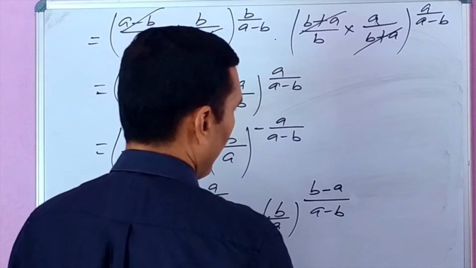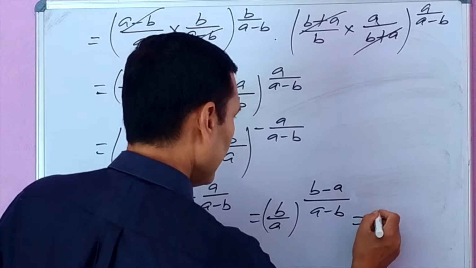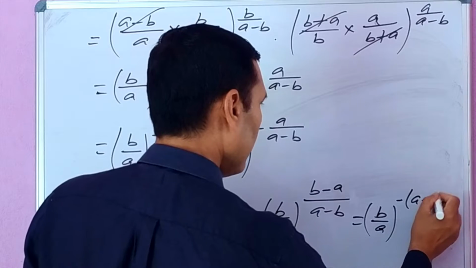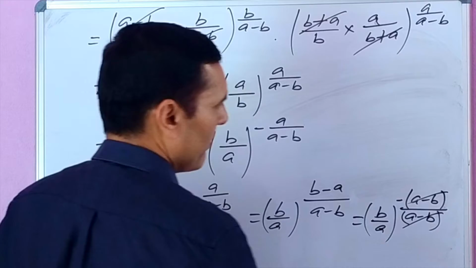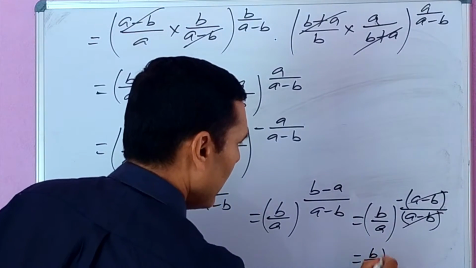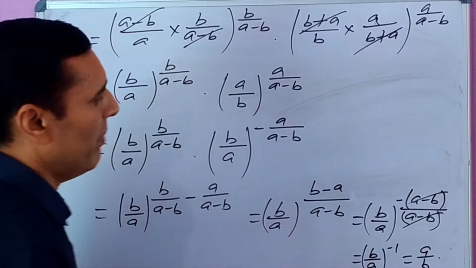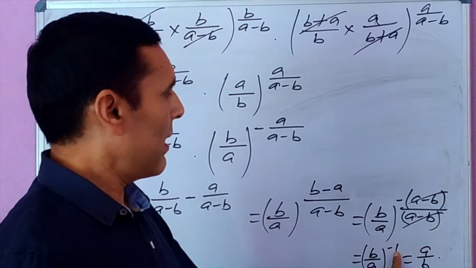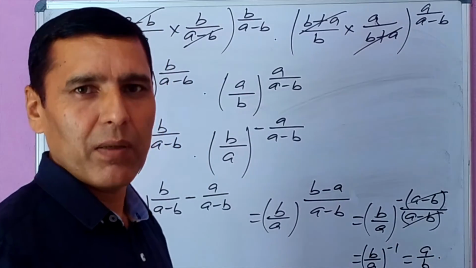Now this also, by taking the minus sign common, b upon a whole to the power a minus b upon a minus b. This a minus b cancels. So it gives b upon a to the power minus 1. This is a upon b, because when numerator and denominator are interchanged, the sign of the index changes. This minus 1 becomes plus 1.